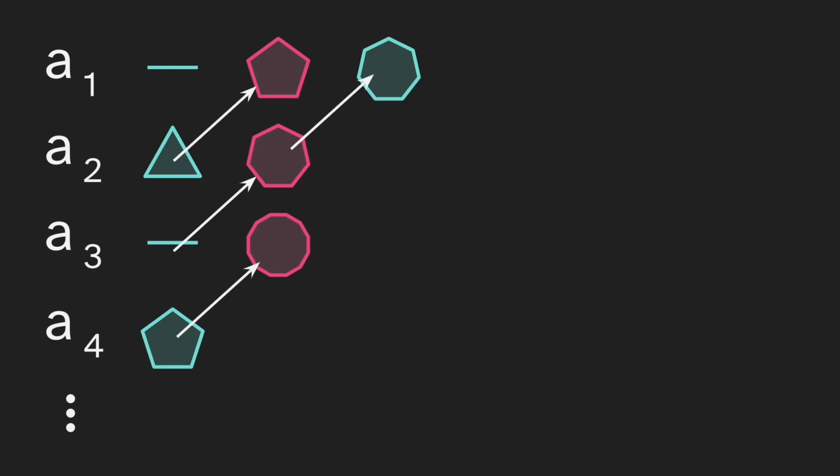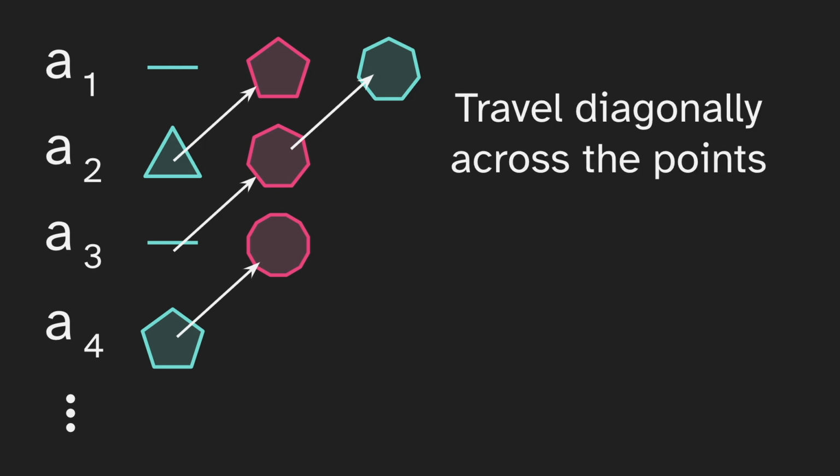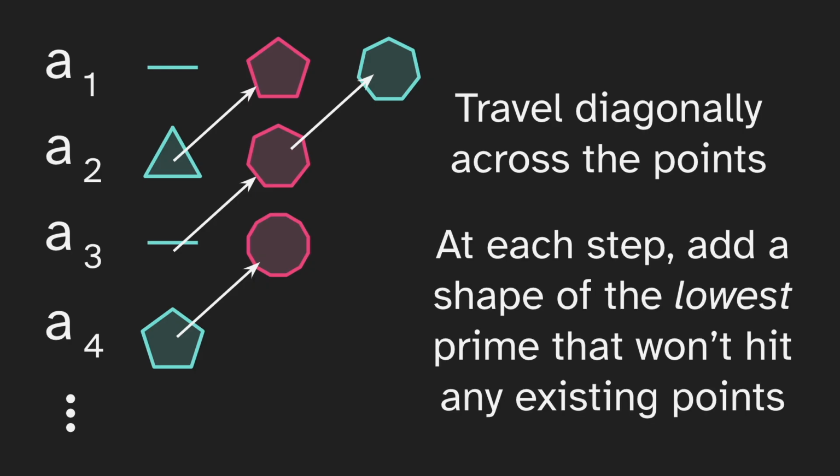And so we continue this process. We travel diagonally across the points, so we will eventually hit every single step. And at each step, we add a shape of the lowest prime that won't hit any existing points. At any stage in the build, we only have a finite amount of existing points, but there are infinite primes, so we will always be able to find the lowest prime. And doing this means that each point will only get hit twice during this build.